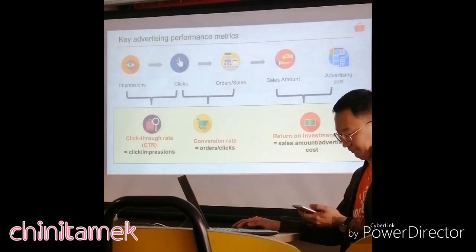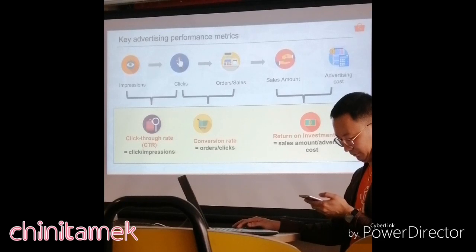So there are 3 important key metrics that we have to watch out for: CTR, the click-through rate, which is basically the number of clicks over your number of impressions or views. The conversion rate, which is the number of orders you get from My Ads over the number of clicks. And then, of course, what everyone wants, ROI: the sales amount that you get from your orders over advertising cost.